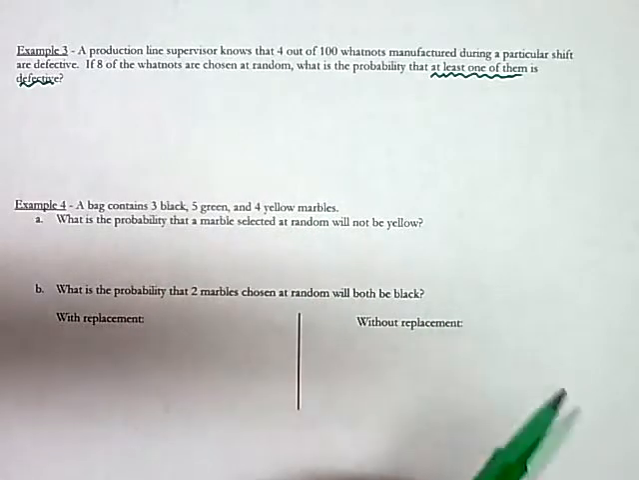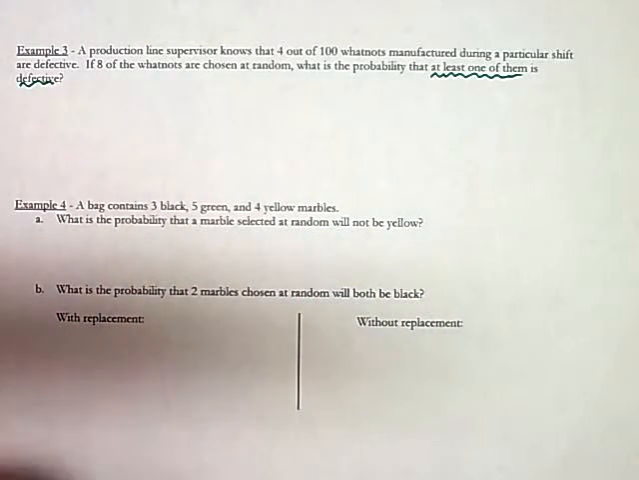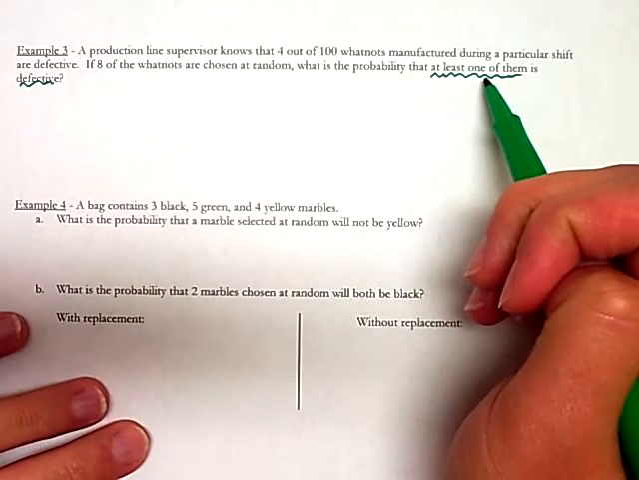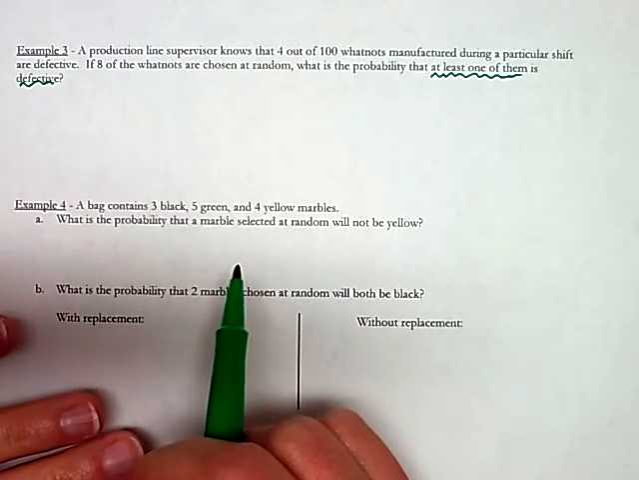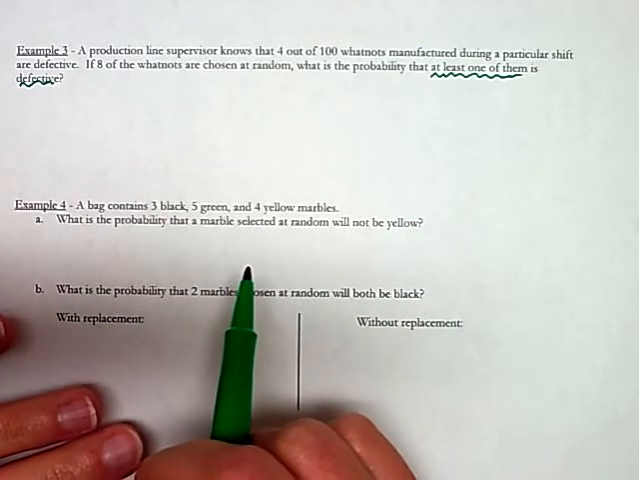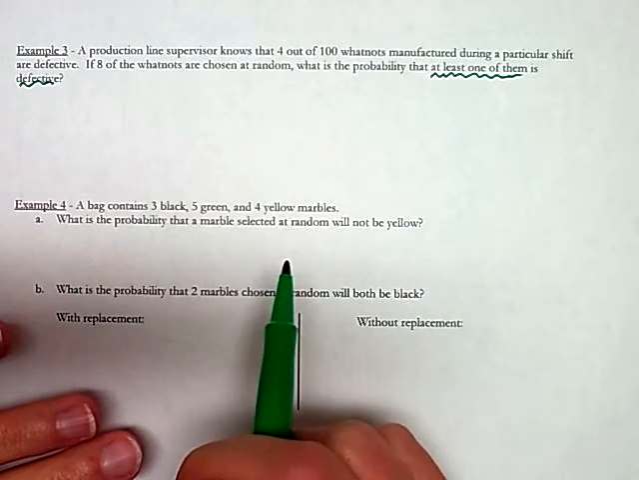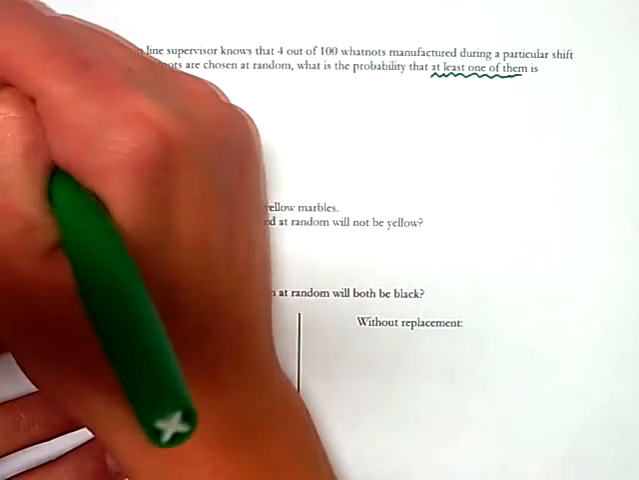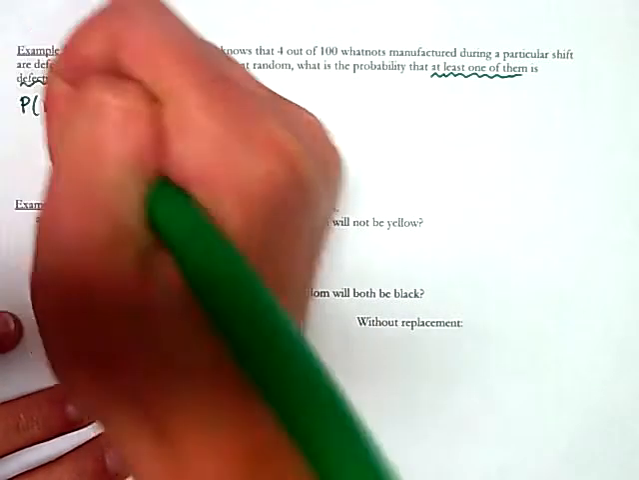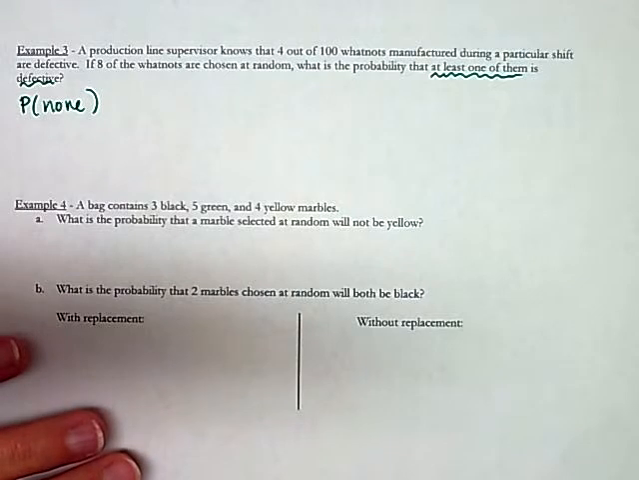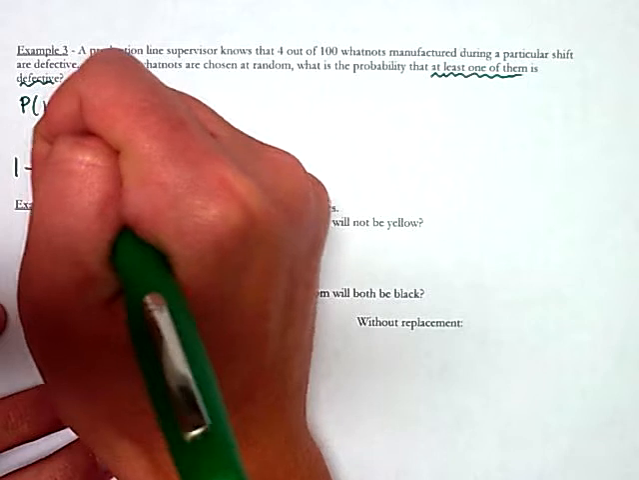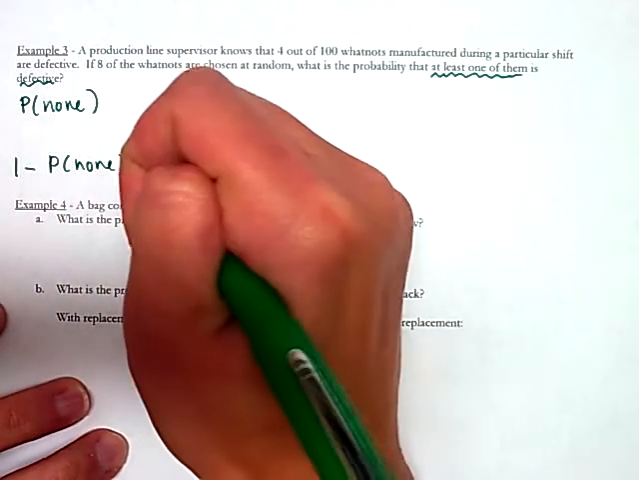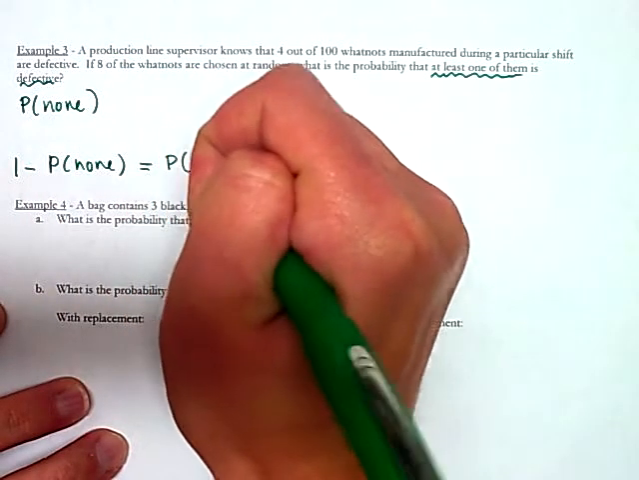The easier way of going about this is to think about, well, at least one means all of the different cases except for none of them being defective. So why don't we consider the probability of none? As in, I choose 8 and none are defective, and then subtract that: 1 minus the probability of none should equal exactly the probability of at least 1.